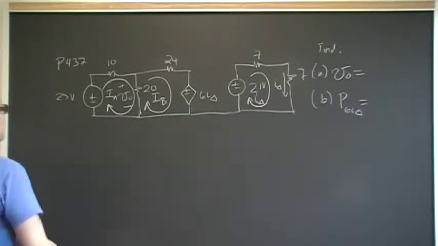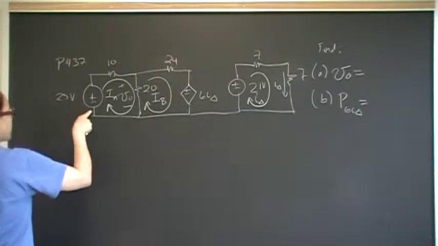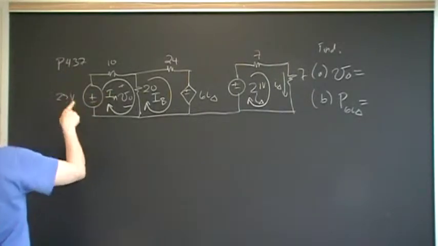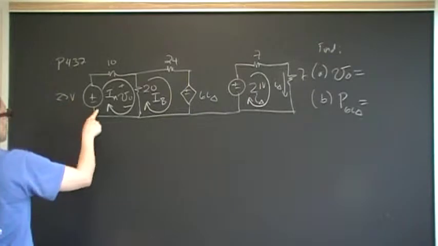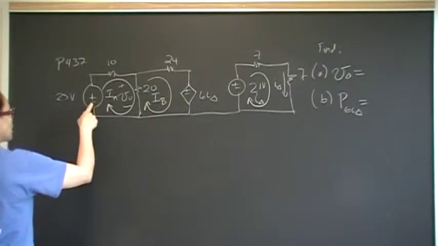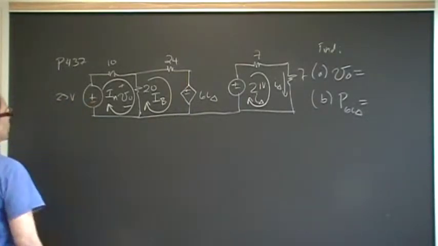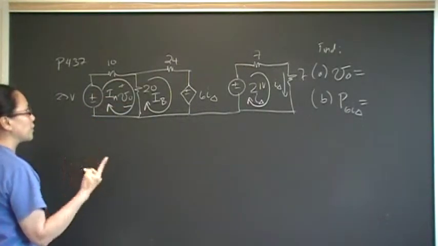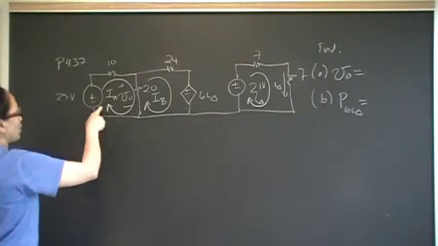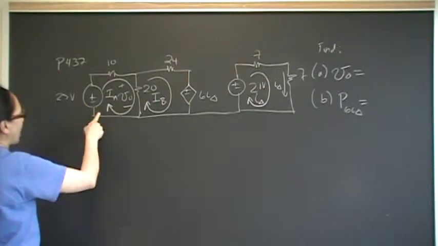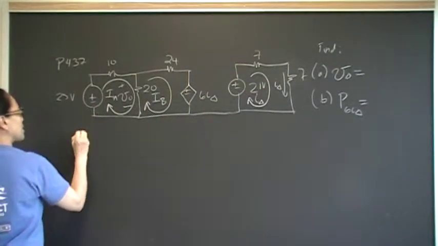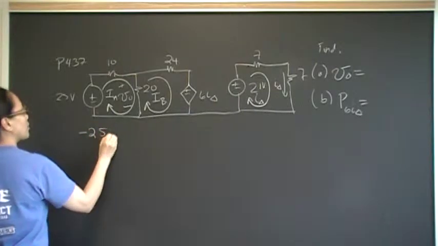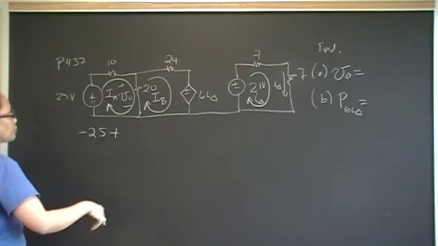So let's get started. Mesh at IA: the sign of the voltage is going to be the sign of the terminal that you encounter first when you're going in the direction that you've defined to be positive. So in this case, I have positive IA entering the negative terminal. So that's going to be negative 25 volts plus.